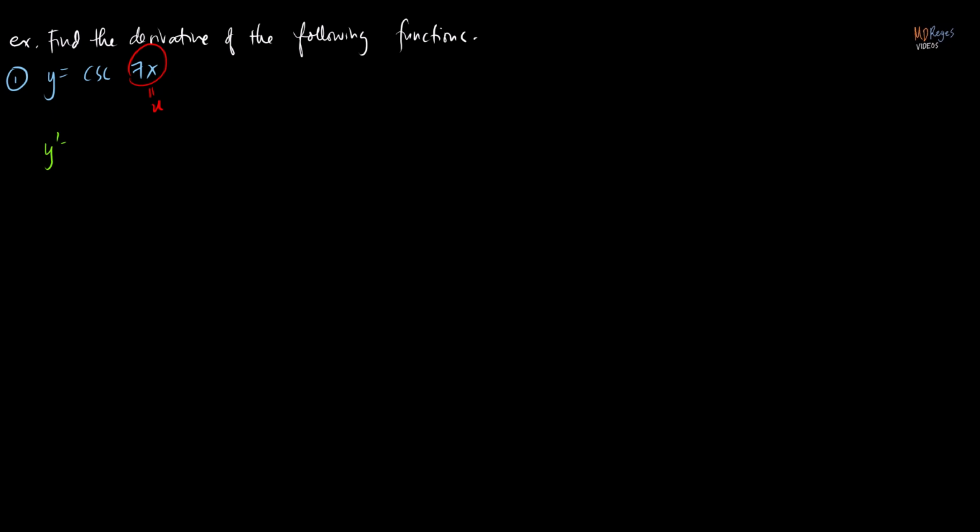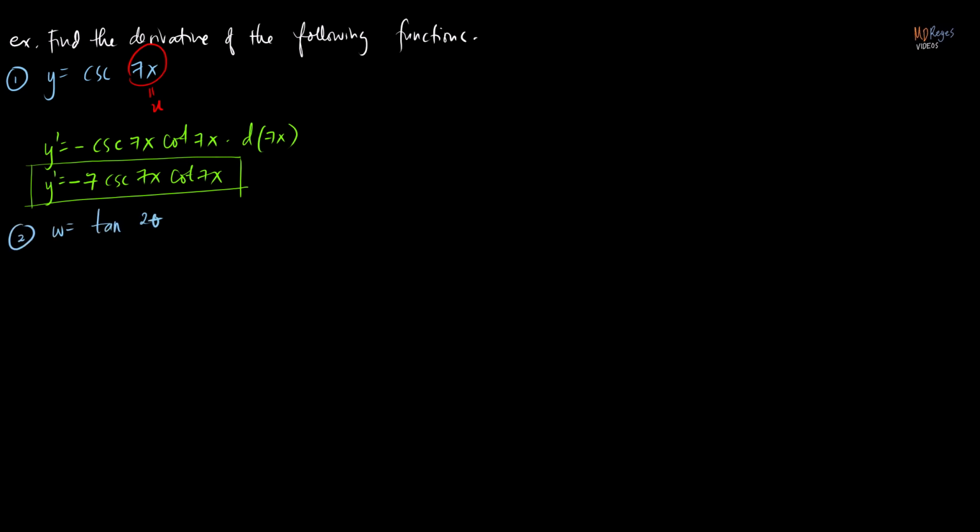So y prime is equal to negative cosecant u cotangent u times du, the derivative of 7x. So y prime is equal to, the derivative of 7x is 7, so it's negative 7 cosecant 7x cotangent of 7x. Okay, this is the derivative of the function.